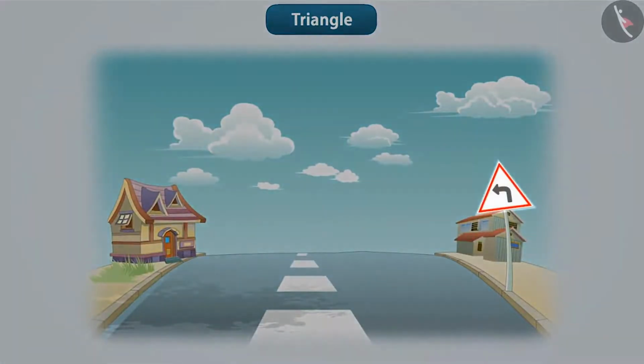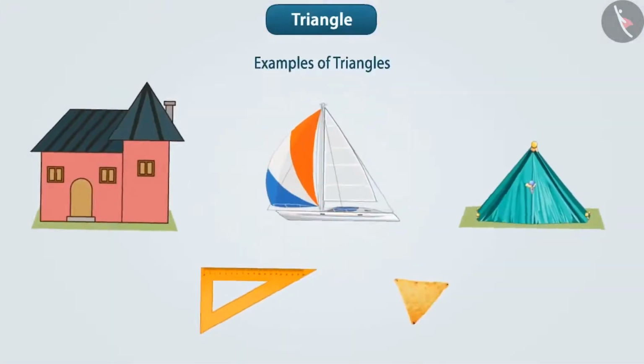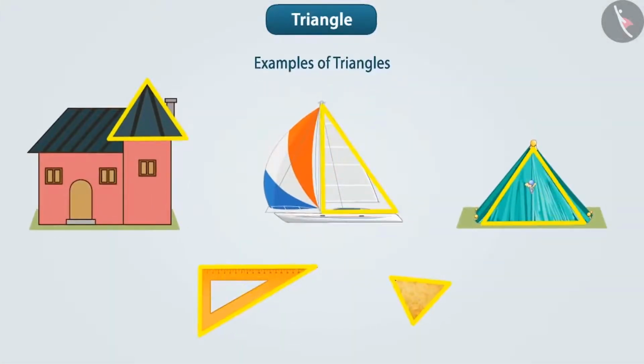You must have seen this type of sign on the road. We call it a triangle. Similarly, in daily life, we see many things that give us the appearance of the shape of a triangle, some of which are shown here. Pause the video and think about these.